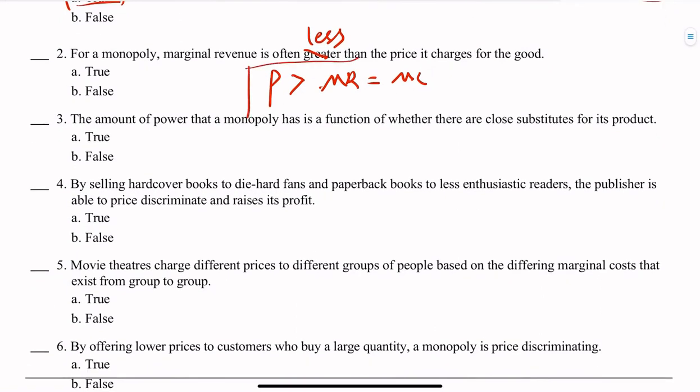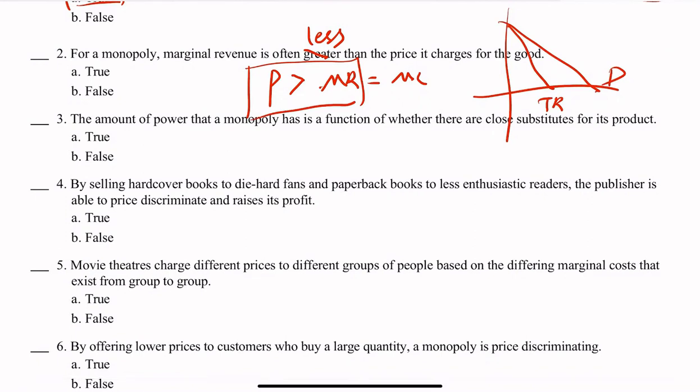Oh, by the way, you get this because we know that if this is demand, this is total revenue. You can see that total revenue is often below the demand curve. So total revenue is always smaller compared with price.